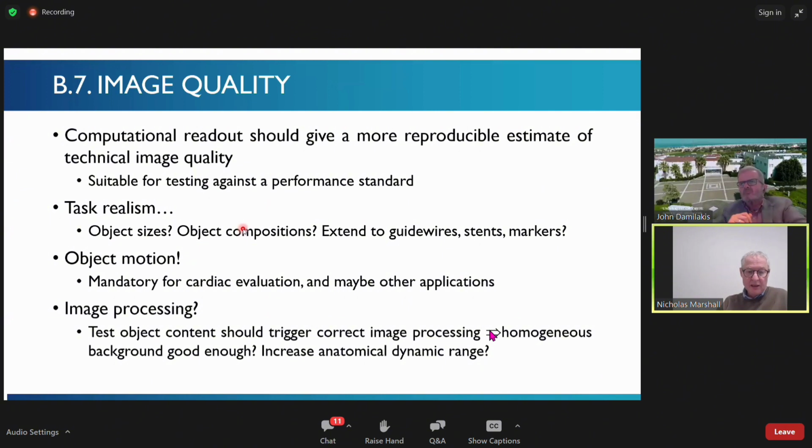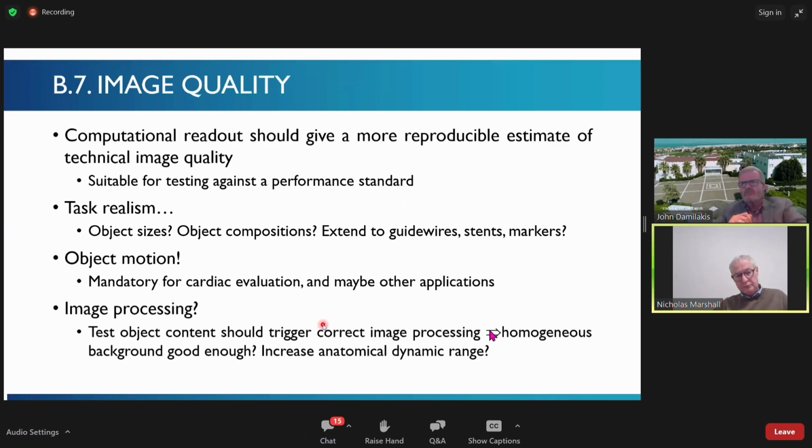Object motion is the big one. It's not really in. If you want to do cardiac evaluation, then you have to include a moving test object, and that's not in at the moment. And then also a big thing, image processing. As Annalisa said, the test object should trigger the correct image processing. But really, we have small details in a homogeneous background, and it's probably the image processing is not really behaving as it would be clinically.